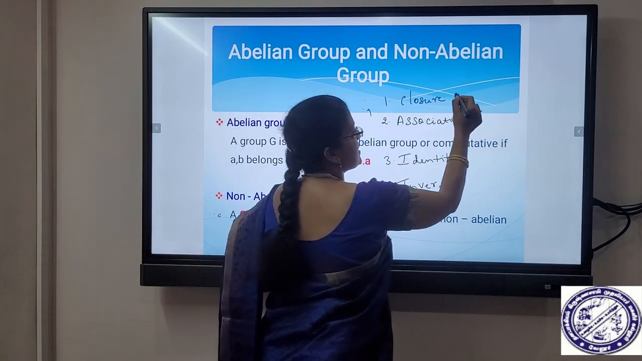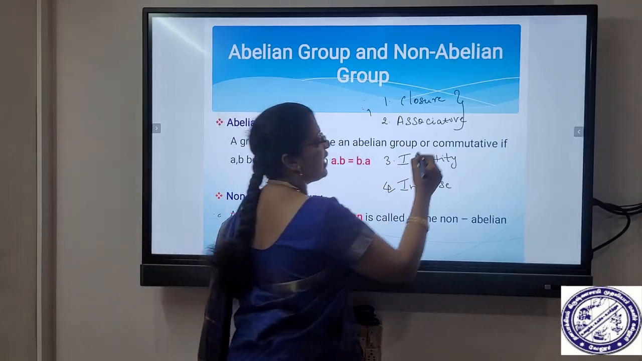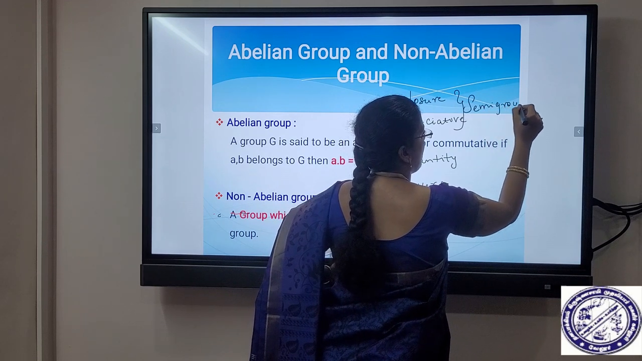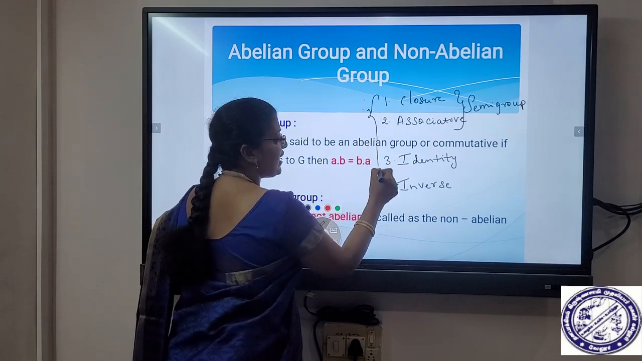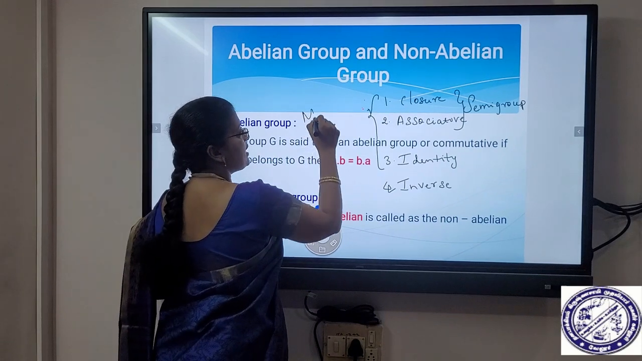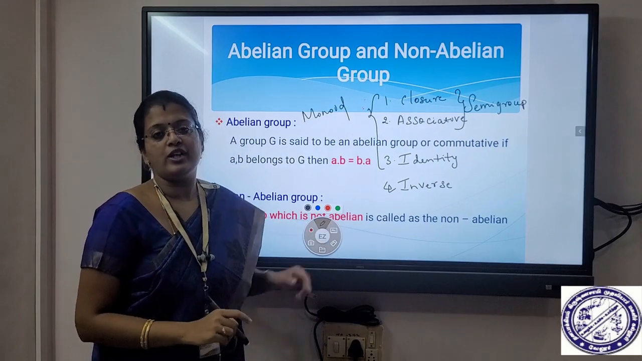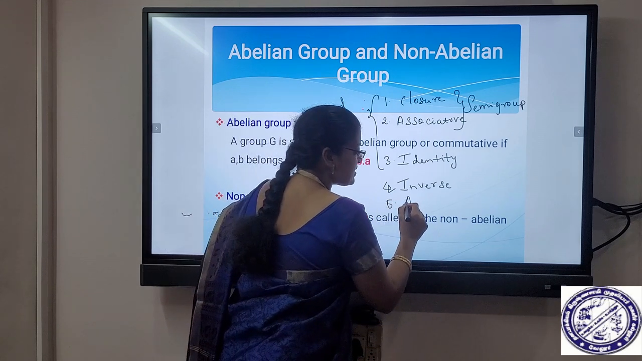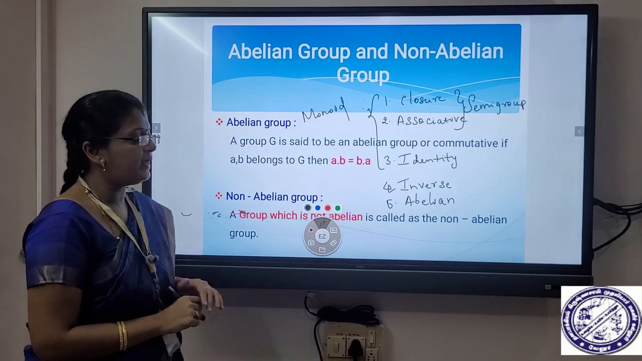Suppose a non-empty set satisfies only the first two conditions, closure and associative, then it is said to be a semigroup. If a non-empty set with a binary operation satisfies the three conditions, closure, associative and identity, then it is said to be a monoid. If it satisfies all four conditions, then it is said to be a group. In addition, if it satisfies the commutative condition, then it is said to be an abelian group.